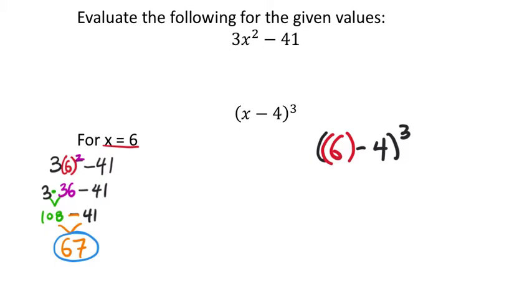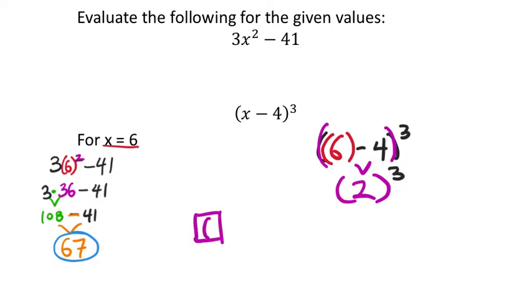So, order of operations, I would start with this set of parentheses. 6 minus 4 is 2, so then it's 2 to the power of 3. Now, some of you would probably just do this in your head, 2 times 2 times 2, and you would know what that is pretty quick. But I'm going to put this into the calculator with the exponents so that we can get our first experience with, well, exponents.